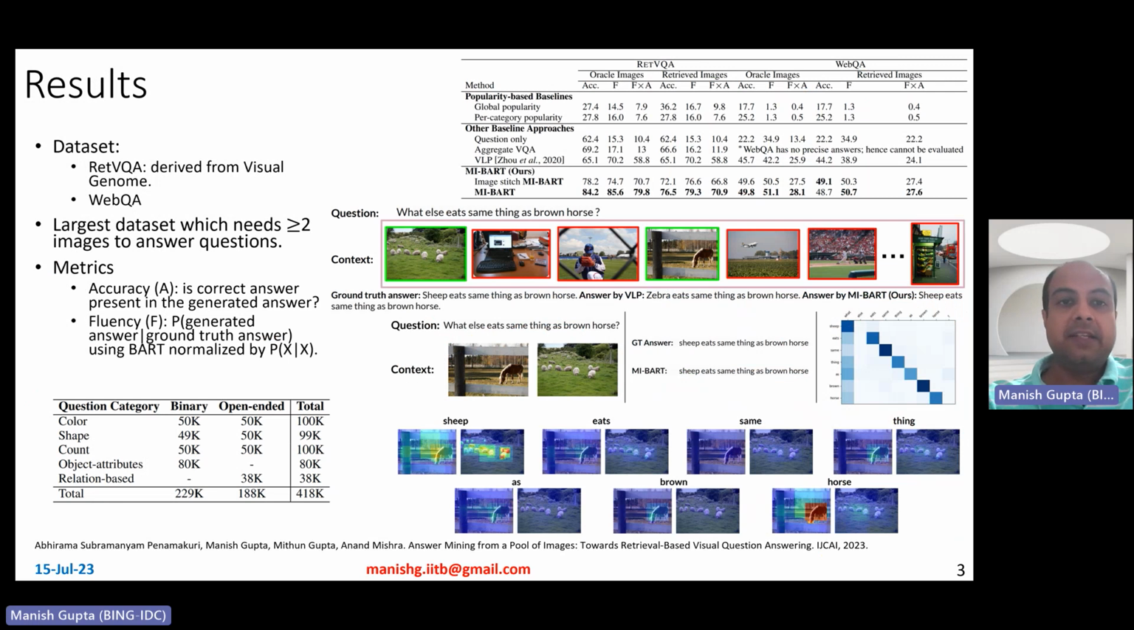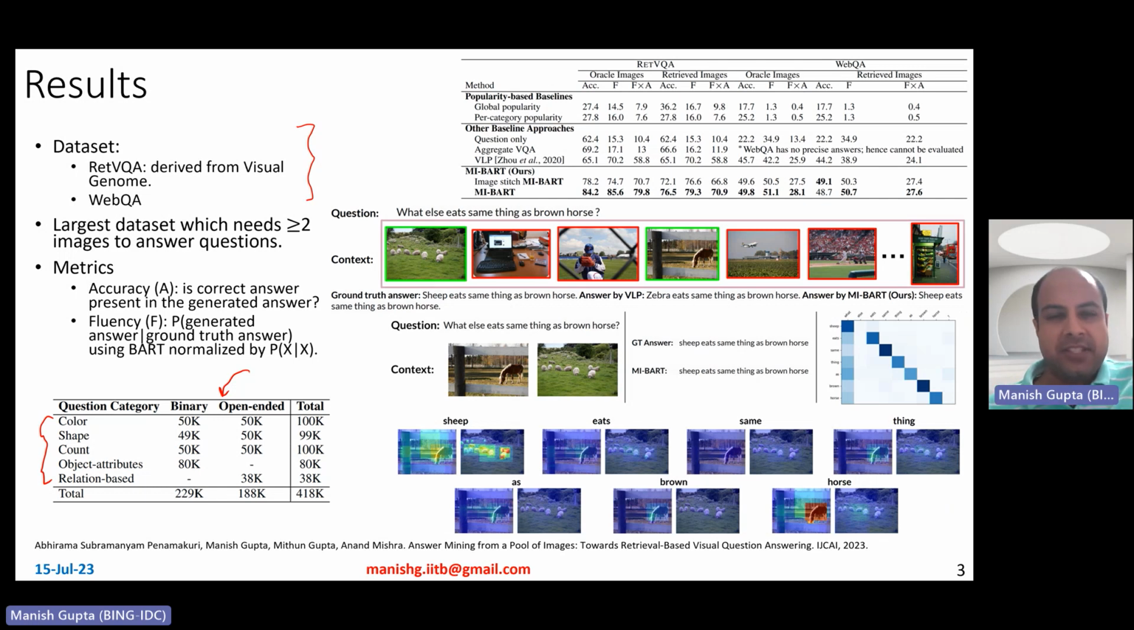Now, how does the model perform? This model is evaluated on 2 different data sets, a new data set that we created specifically for this task called the retrieval-VQA, visual question answering data set. It is derived from the popular Visual Genome data set. Here are the statistics for this new data set. There are questions across different categories. So the answers could be color, shape, count, object attributes, or relation-based answers. Now the answers could be binary or open-ended.